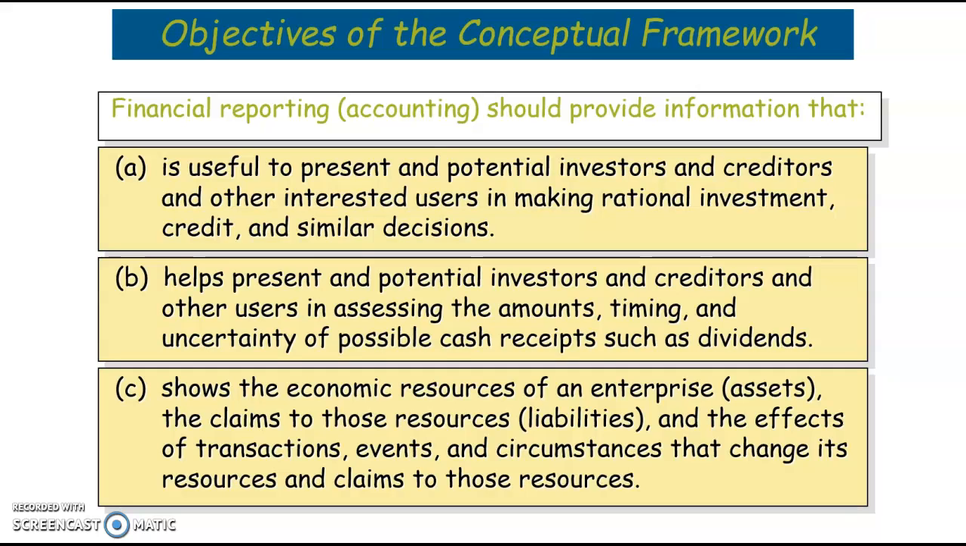So here again, the objectives of accounting should provide information that is useful to present and potential investors and creditors and other interested users. Helps present and potential investors and other users in assessing the amounts, timing, and uncertainty of possible cash receipts, such as dividends. So if you're thinking about investing in a company, one of the things that you're concerned about is, are they going to give me dividends? If so, how often and how much will those dividends be?